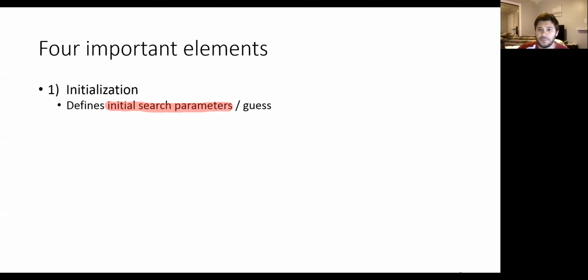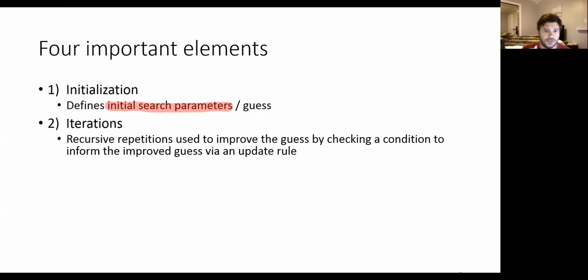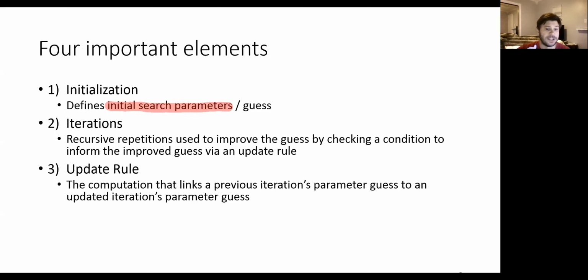And then maybe the most important element of the four are iterations. Iterations are recursive repetitions that are used to improve the guess by checking some condition regarding the cost function and using that condition to inform an improvement of our parameter guess via an update rule. Which brings us to element 3, which is the update rule. The update rule is a computation that's going to link a previous iteration's parameter guess to the updated iteration's parameter guess. So this is really a rule that links how we improve the guess from one iteration to the next.